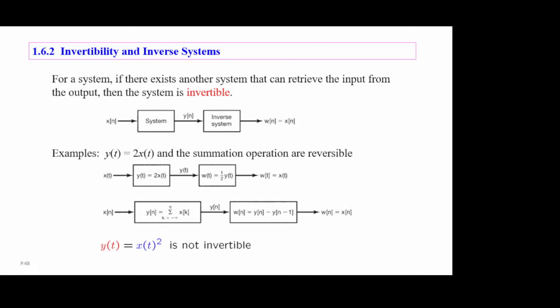Okay, so let's write something. x of t goes to y of t, then minus x of t will also go to y of t. So that's not invertible. Okay. Question.